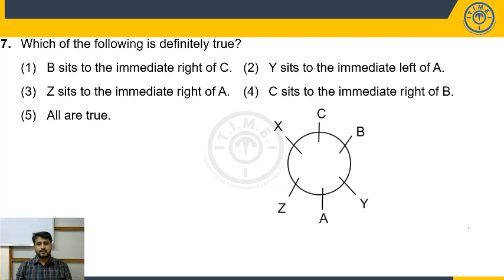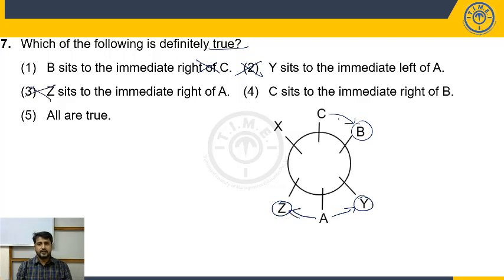Which among the following statements is definitely true? B sits to the immediate right of C. Is B immediate right of C? No. B is actually immediate left of C. So not the first option. Y sits to the immediate left of A? No. Actually Y is immediate right of A. Not the second option. Third one. Z sits to the immediate right of A? No. Actually Z is immediate left of A. So not the third option.